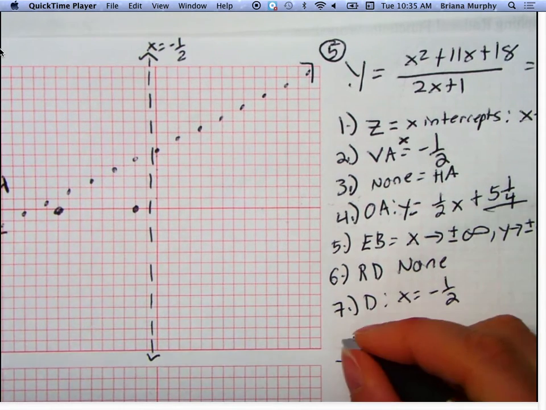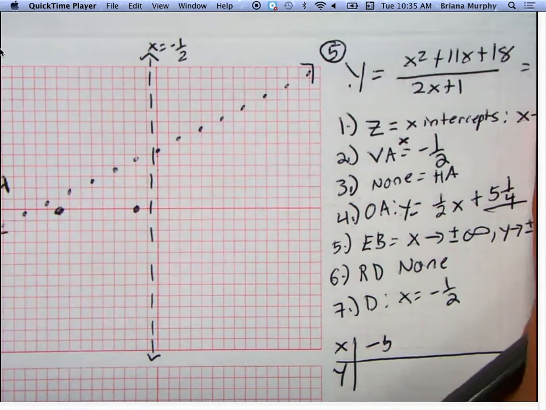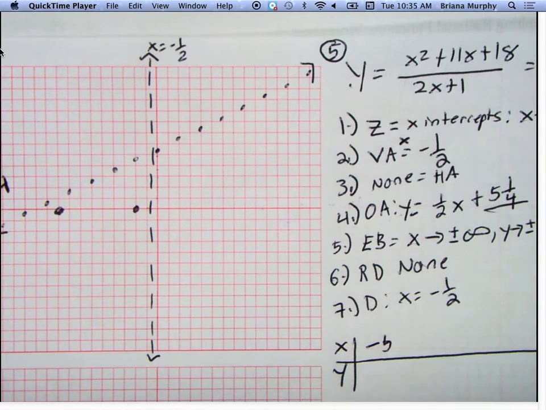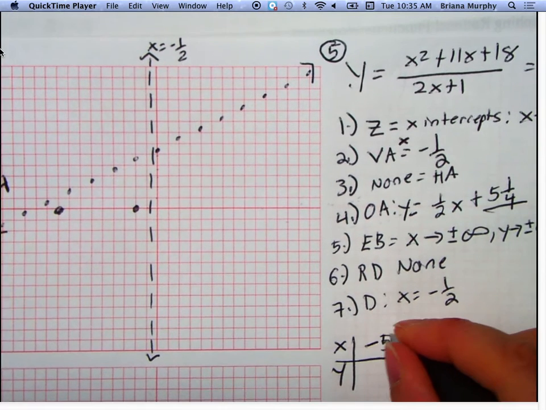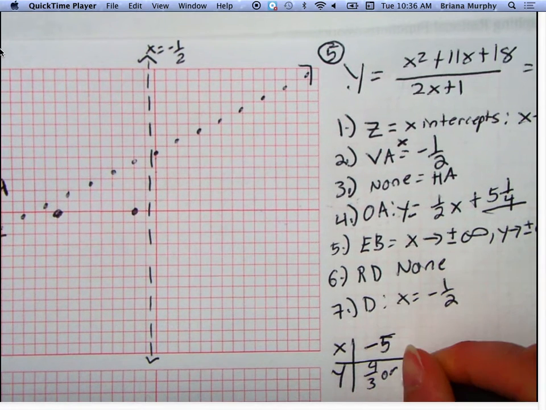Okay. I'm going to pick -5. So I'm going to put it in my equation, right? We're going to say -5 plus 9 times -5 plus 2, and we're going to say 2 times -5 plus 1. And then we're going to divide them by each other. And we're going to get 4/3 or 1 1/3.